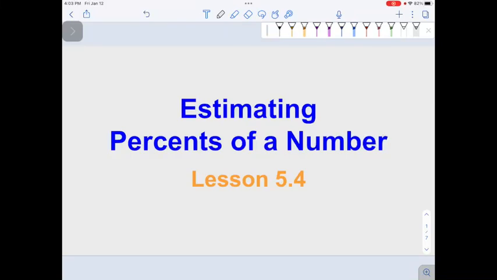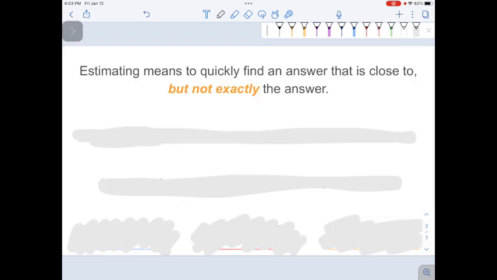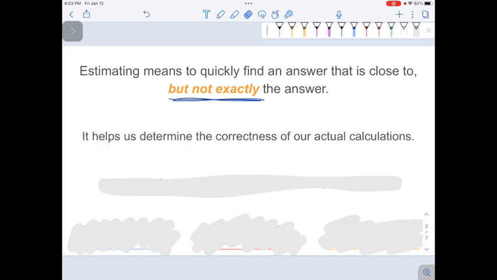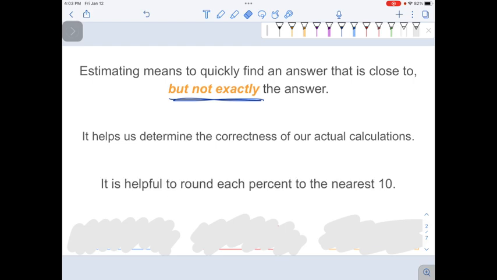Hey, sixth grade, we're moving on to lesson 5.4, estimating percents of a number. Estimating means to quickly find an answer that is close to, but not exactly, the answer. It helps us determine the correctness of our actual calculations. After we do all the work, we can think back to our estimate and say, does this work make sense, or did I make a silly mistake?